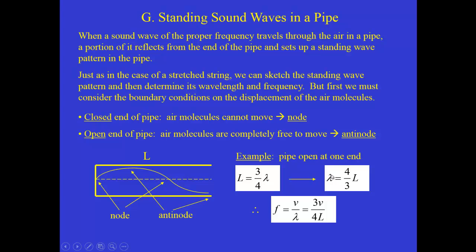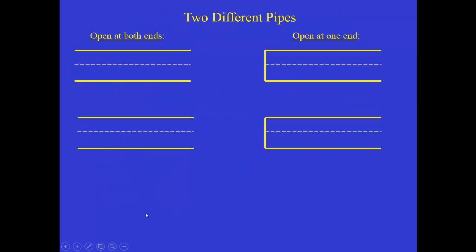So substituting for the wavelength, frequency is 3v over 4L. And of course, this is just an example. So the thing about pipes is that the boundary conditions are a little bit more complicated than you have for a stretched string. For a wave on a string that's stretched at both ends, each end has the same kind of boundary condition, and if the string is fixed, that has to be a node.